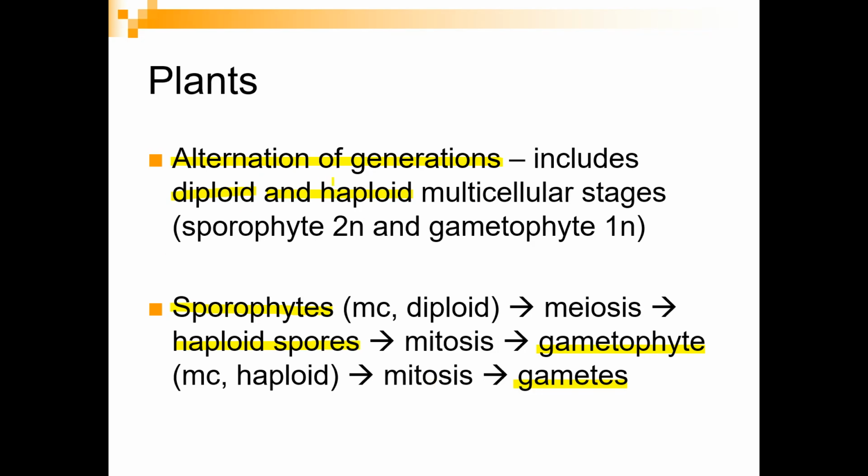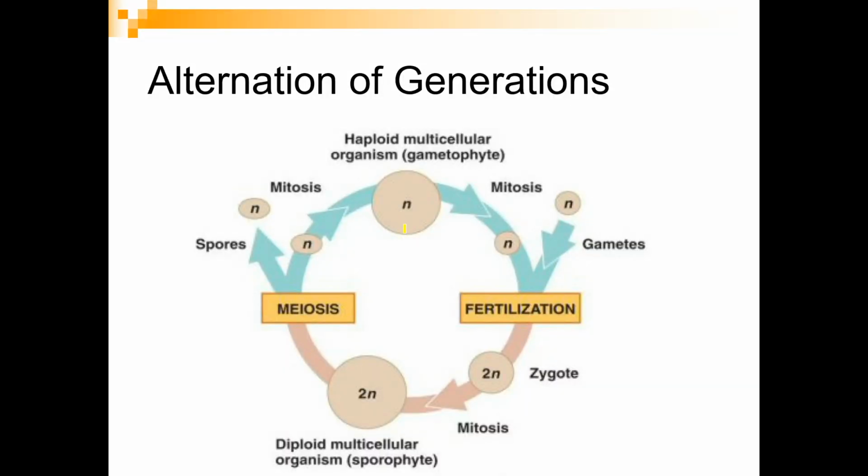Okay, so all you really need to know about this is that plants have a life cycle known as alternation of generations, where they alternate between a diploid and haploid stage. And we will go into the details of that when we get to Kingdom Plantae.